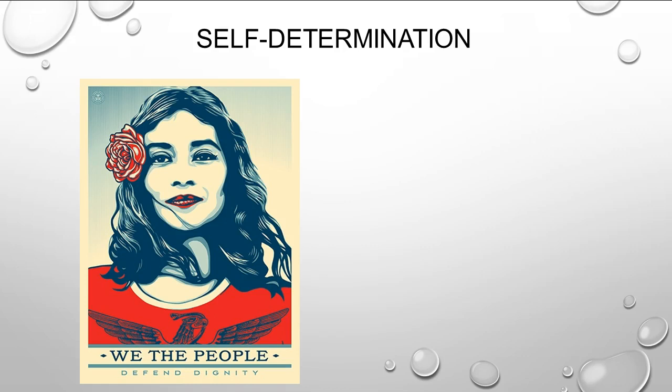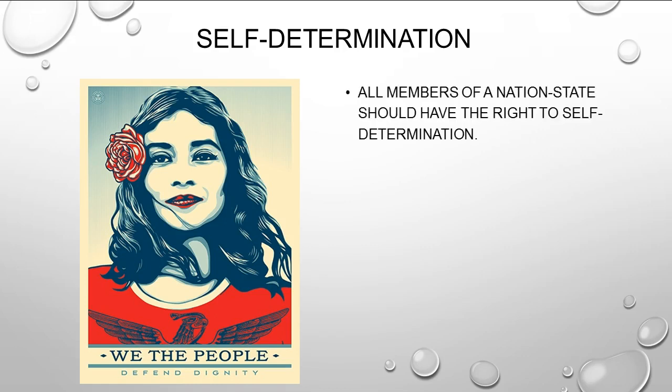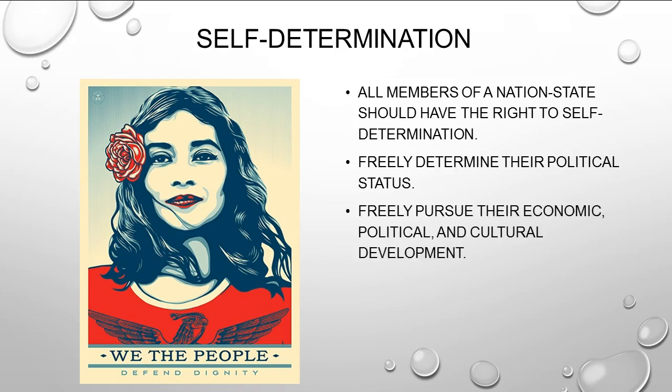The fourth one is the right to self-determination. And it's this idea that all members of a nation state should have the right to self-determination, which means being able to freely determine their political status and freely pursue economic, political, and cultural development. So basically, people get to make decisions for themselves and for their well-being on their own terms.